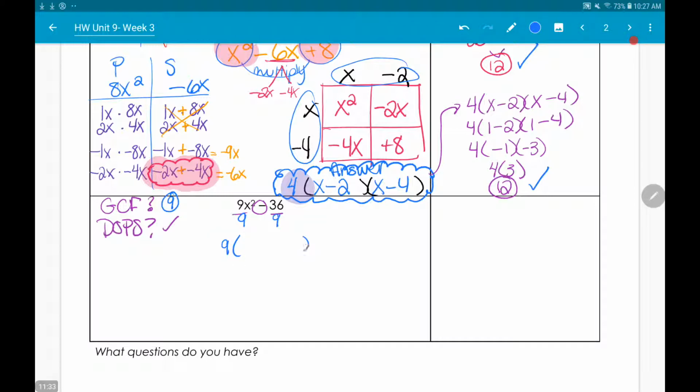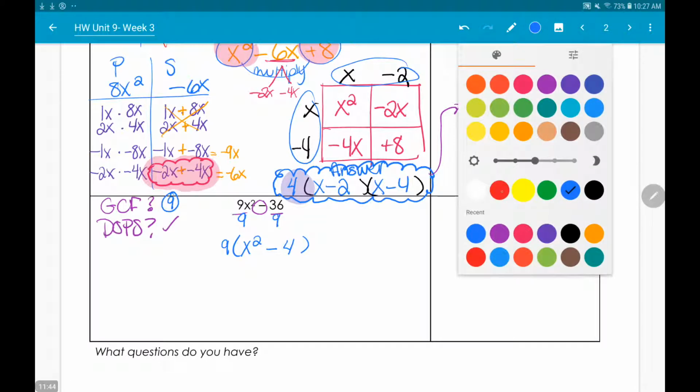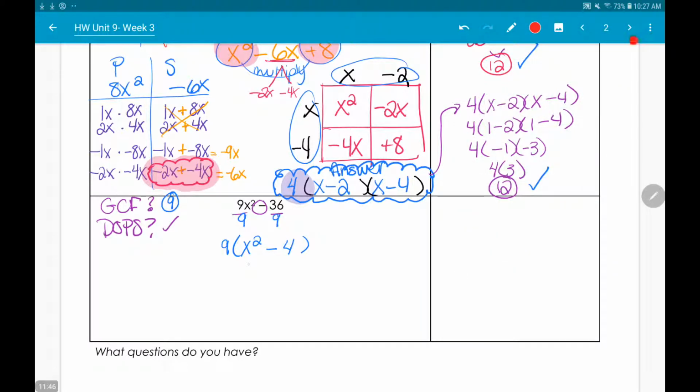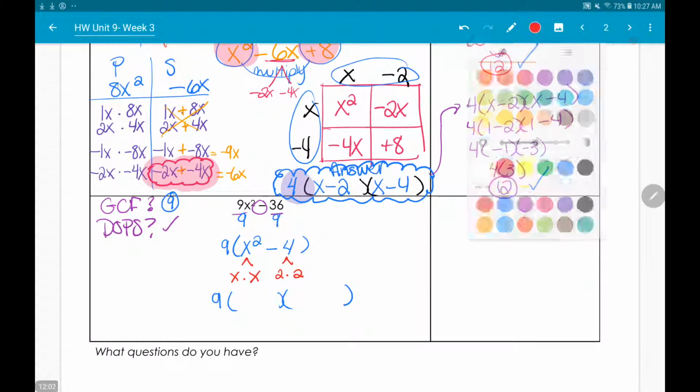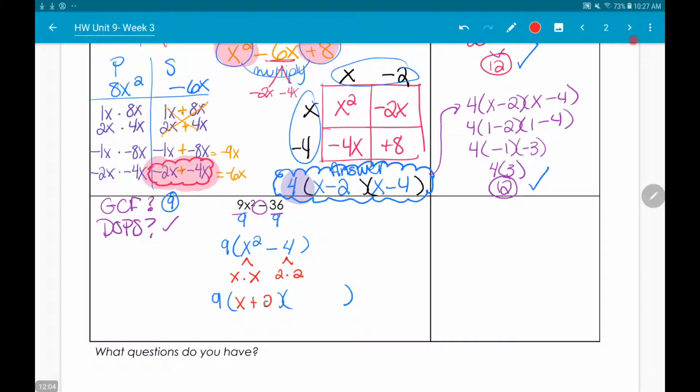Again, if you forget to do that, you're not going to be wrong. You're just going to have to take your GCF out at the end of the problem. So now my problem looks like this. And now I can go ahead and do DOPS. So I'm going to split this up and use my shortcut, x times x, 2 times 2. And I can only do this with DOPS. So I bring down my 9. And then from my inside parentheses, it's going to be x plus 2 and x minus 2. And that is my final answer.